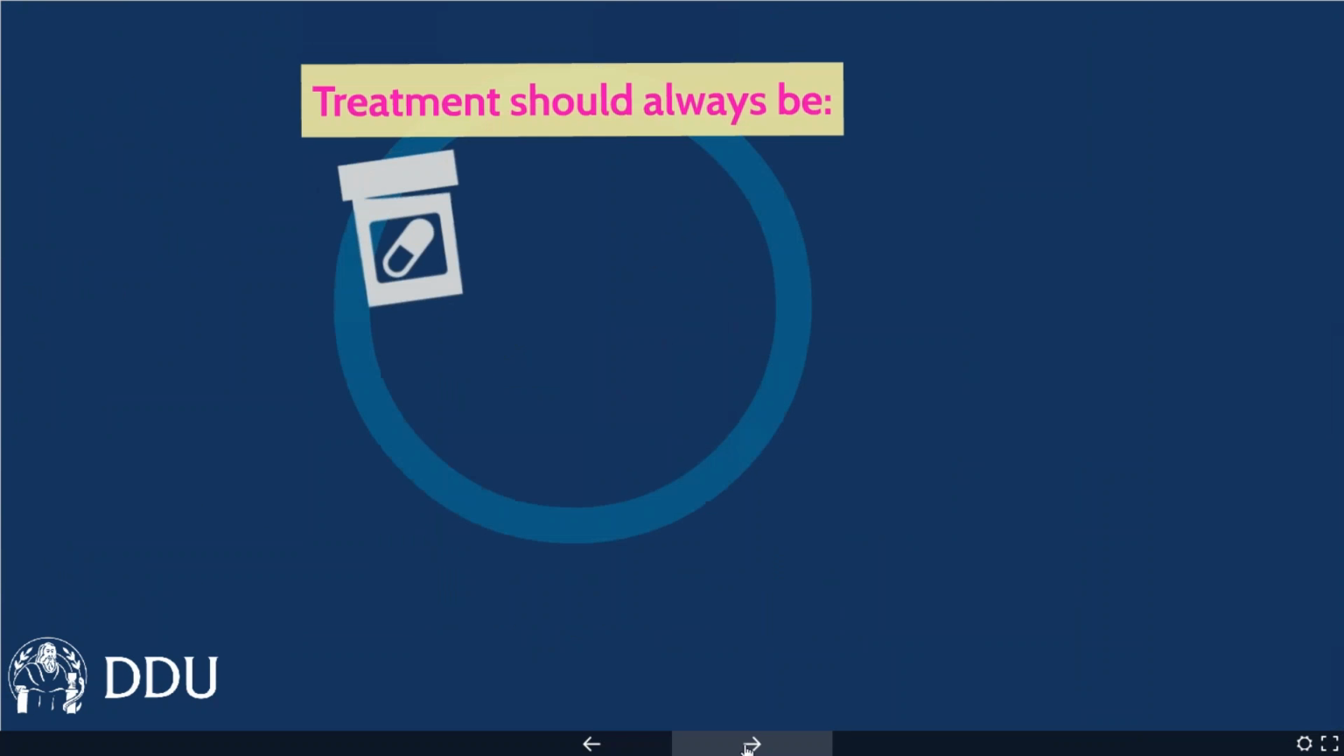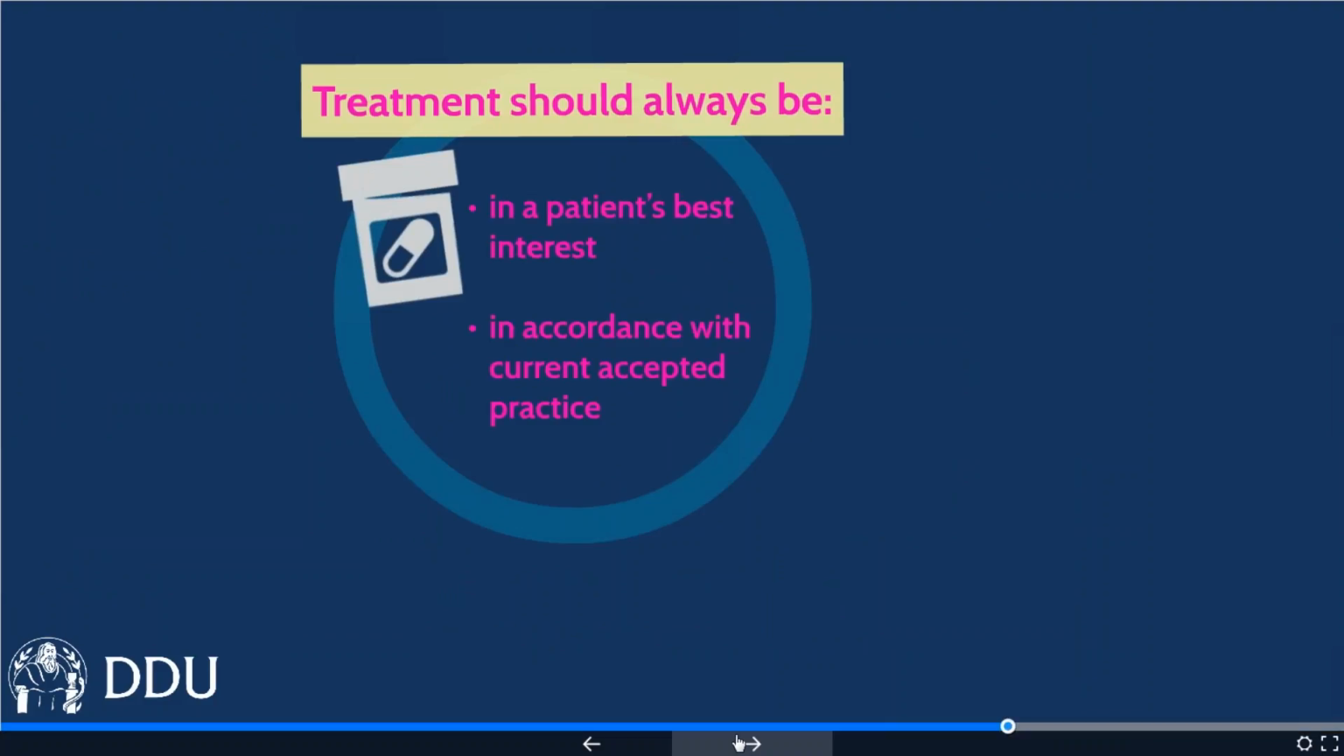So let's have a look. In summary, really, our treatment should always be clearly in a patient's best interest, and that's going to vary from patient to patient, and in accordance with current accepted practice, with current teaching and practice. If we do deviate from current teaching and practice, and there might be the odd occasion where it's in the patient's interest for us to do so, it's very much incumbent upon us to explain that this treatment is not mainstream, give a clear rationale for the advice and treatment that we're offering, and we jolly well need to document that particularly carefully in that circumstance.